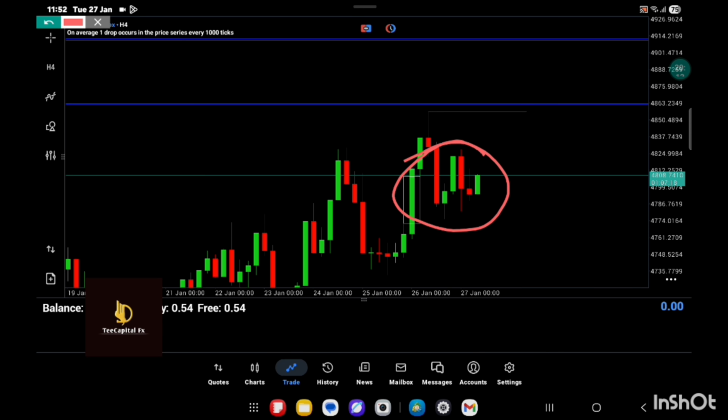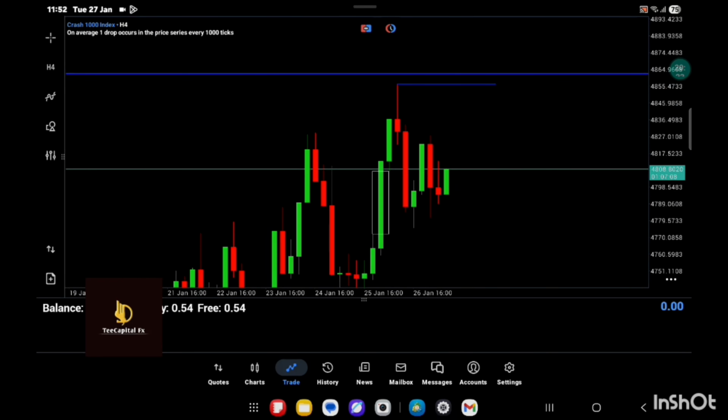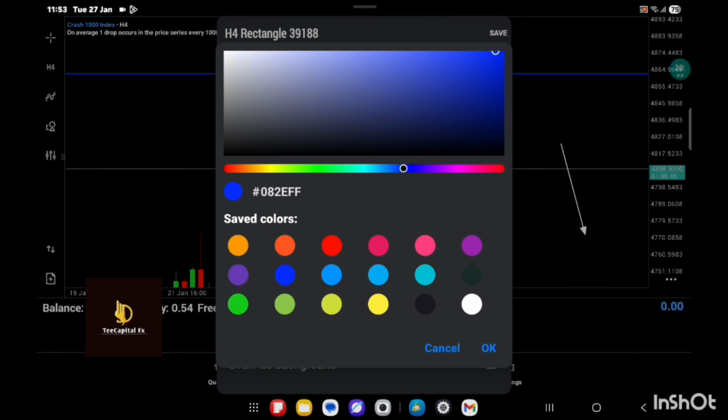I want to show you inside this circle what made price consolidate. We had a bullish fair value gap, and we also had a bearish fair value gap. There's a bullish fair value gap here, and there's a bearish fair value gap here. That's what is normally called a 50-50. This is the bearish fair value gap.